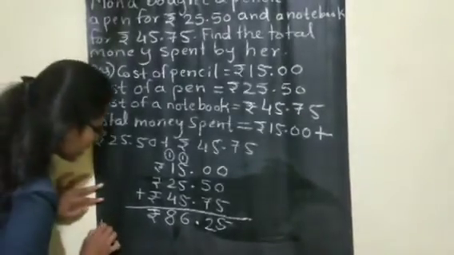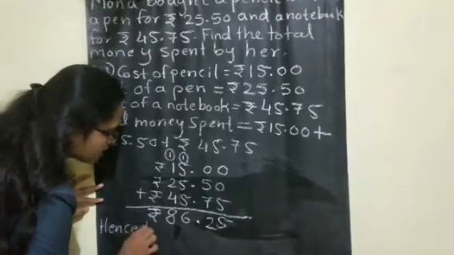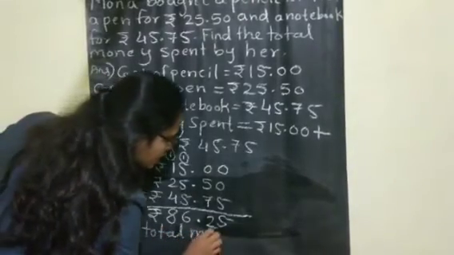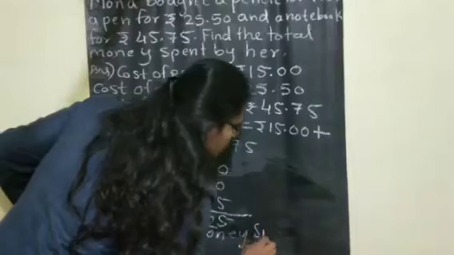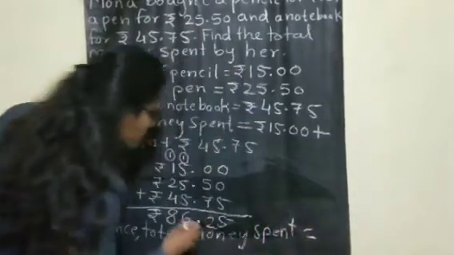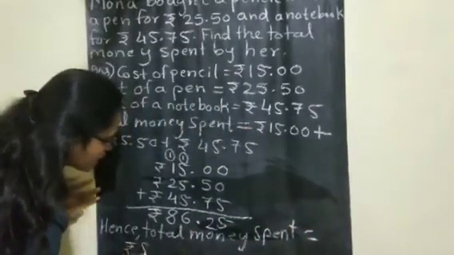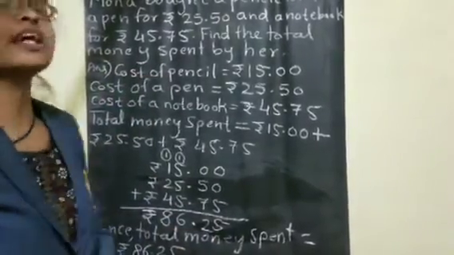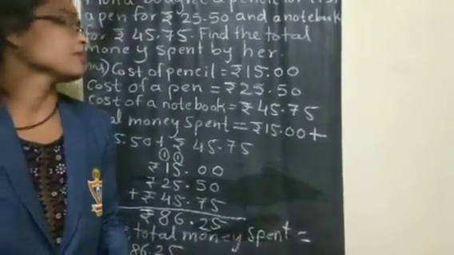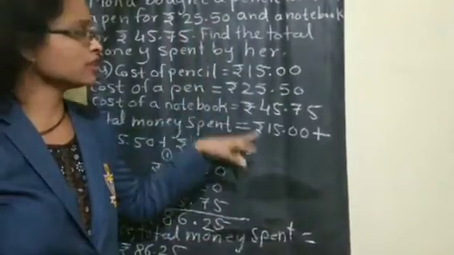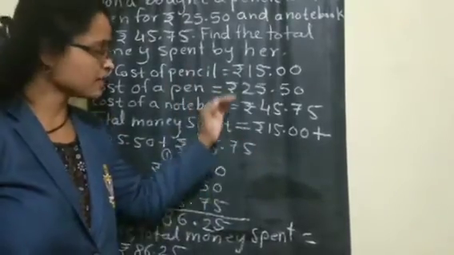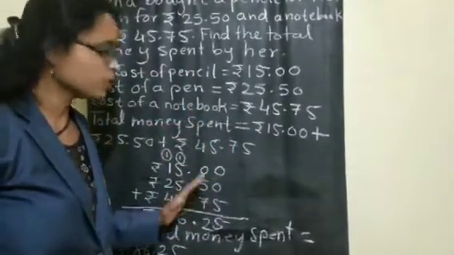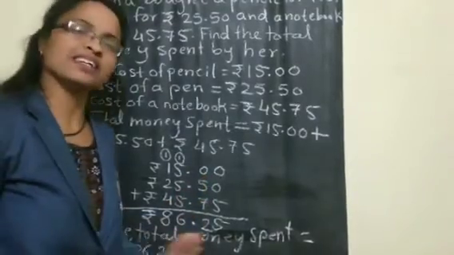So you can write hence, total money spent is equal to rupees 86.25. Like this, you people have to solve the word problems, children. Maybe 2 amounts given or 3 amounts given, whatever it is, please write the given part properly, do the addition altogether and get your correct answer. Okay, children? So I hope you people have understood today's word problems.